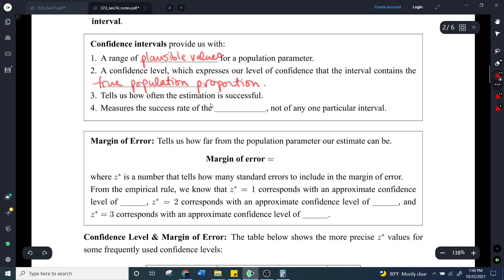So it gives us an idea of how good our estimate is. And then finally, it measures the success rate of the method. And this is what I mean. If we were to repeat this over and over and over again, if we were to keep pulling sample after sample from this population using the same method, how good are we? How good is our estimate? And that's what we're looking at when we do a confidence interval.